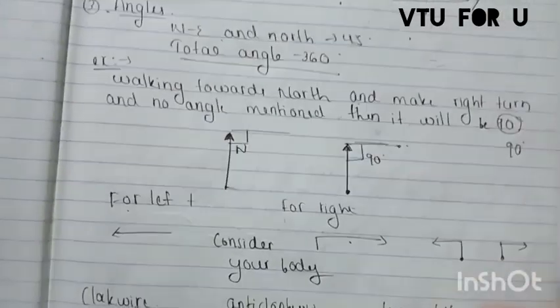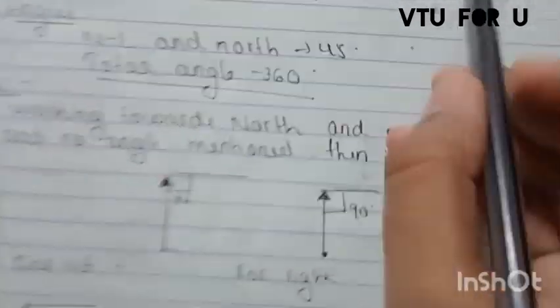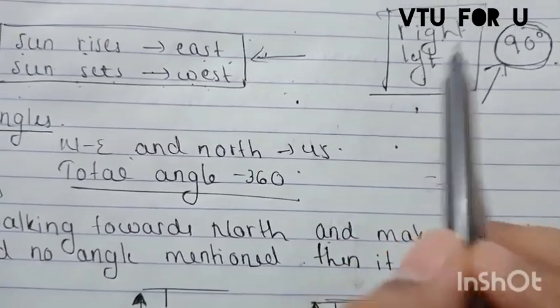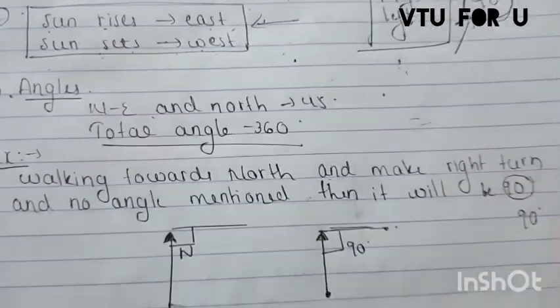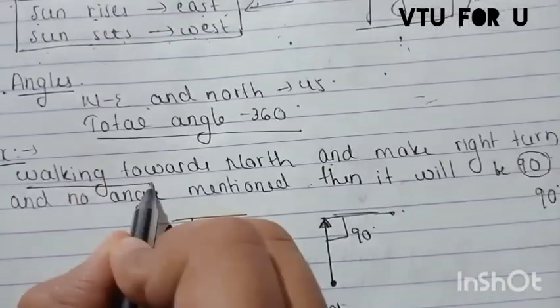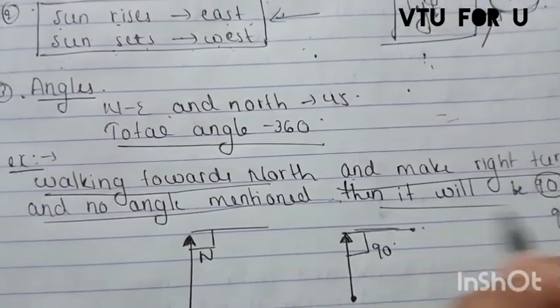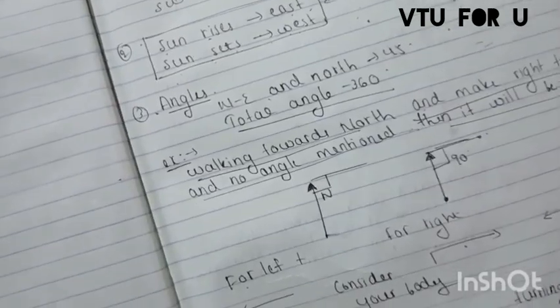Okay, the next very important concept is right or left. As I said earlier, most of the students will get confused in this concept, which is right, which is left. Please do not get confused. It is a very easy concept. See here, walking towards north and makes a right turn and no angle is mentioned, then it will be 90 degree, right? Let me make you clear about which is the right side and which is the left side first.